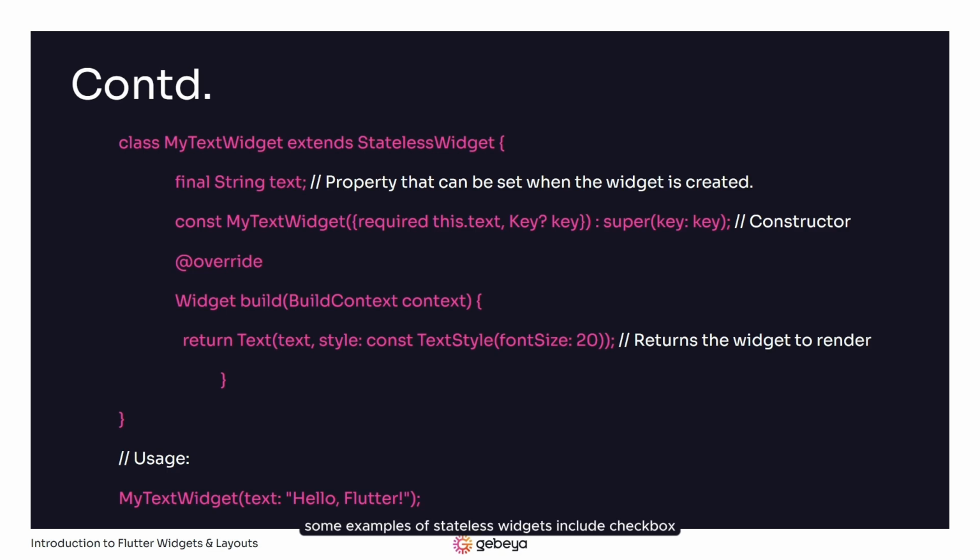Some examples of stateful widgets include checkbox, text field, slider, and animated container. The structure of a stateful widget involves two parts: the stateful widget class, which defines the widget's configuration and creates the state object, and the state class, which holds the mutable data and manages the UI updates using the setState method.